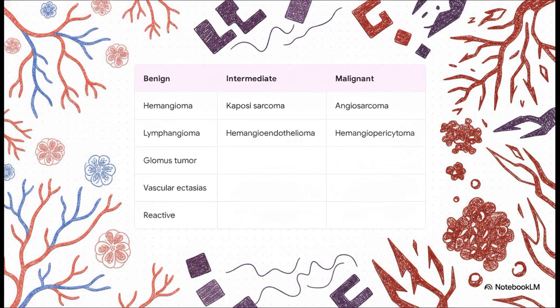To make sense of all this, we classify these lesions into 3 distinct clinical buckets. You've got your benign neoplasms, like hemangiomas, which are relatively harmless. Then, right in the middle, we have intermediate-grade tumors. Think Kaposi sarcoma. And finally, on the far end of the spectrum, the highly dangerous malignant neoplasms. It's a really helpful mental roadmap to keep in mind as we go through this.